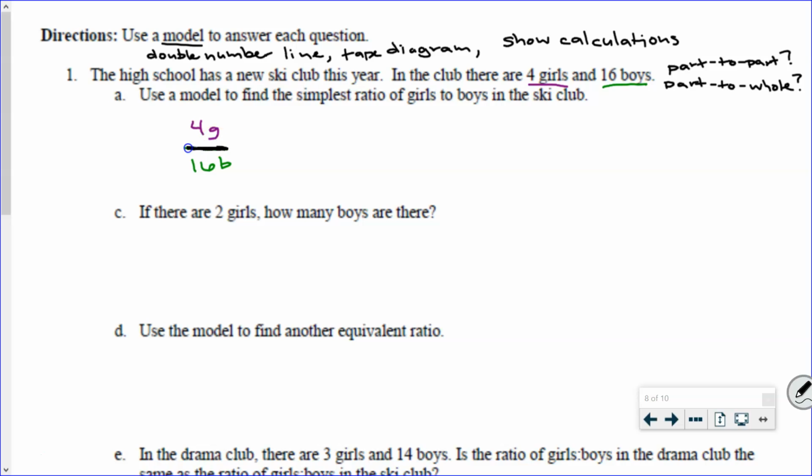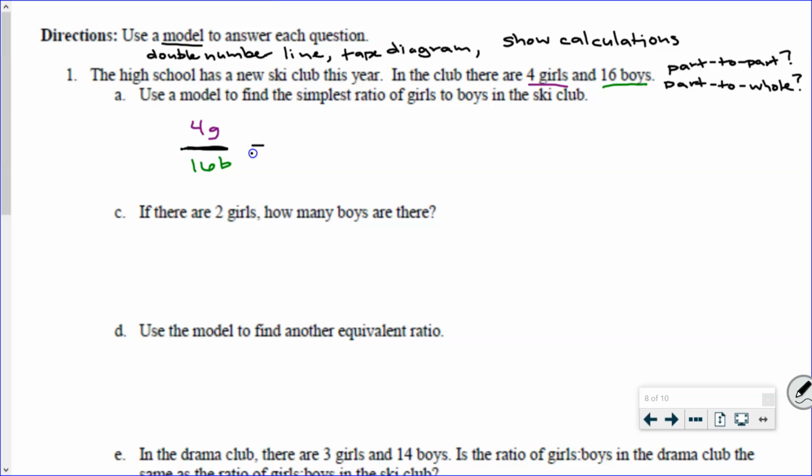You guys can use any colors you want. I'm just picking 2 colors and I'm going to underline or highlight those same things that represent that same information in that same color. So for girls, I did that in the same color when I wrote it down. 16 boys, and then I wrote it in the same color. And we're looking for the simplest ratio.